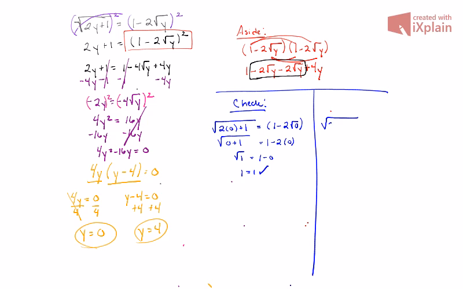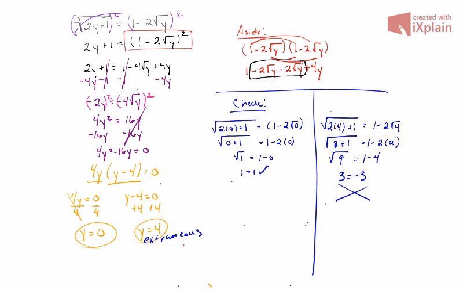So we would have the square root of 2 times 4 this time plus 1 is equal to 1 minus 2 times the root of 4. As we clean this up, we get the square root of 8 plus 1 is equal to 1 minus 2 times 2. And then this becomes the square root of 9 is equal to 1 minus 4, and this is 3 is equal to negative 3. This is an error. 3 is not equal to negative 3. They're actually opposites of one another. So this solution that we have here is extraneous. And there you have it. There are your final solutions.